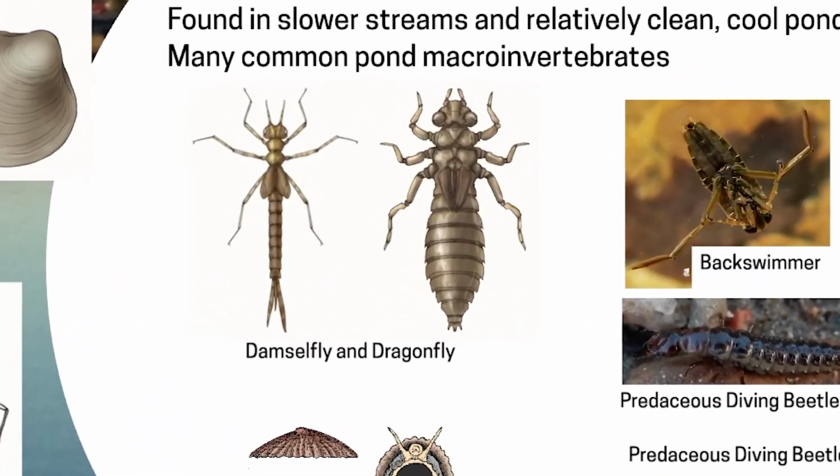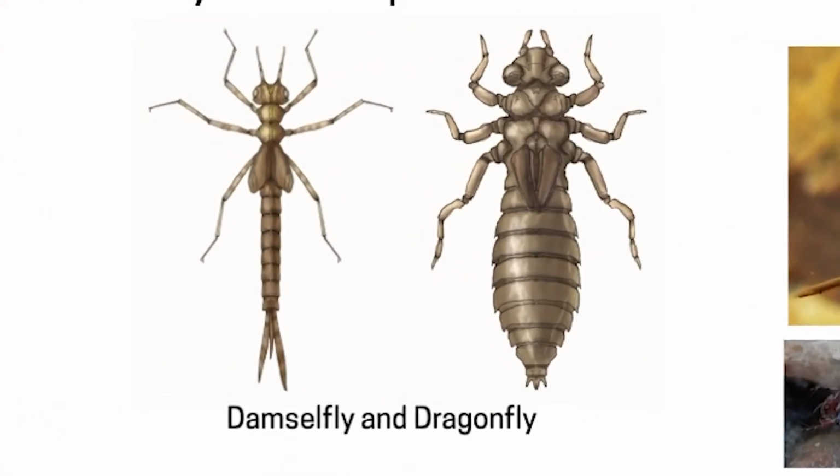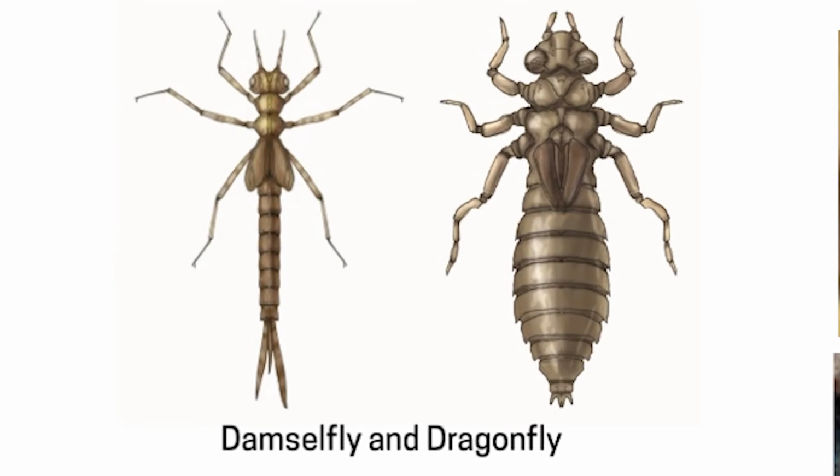Damselflies and dragonflies are some of the most commonly found Group 2 taxa. These feed on mosquito larvae and other macroinvertebrates while in their own larva stage in the water. They hatch and fly away, continuing to eat bugs. They can live for months as adults.